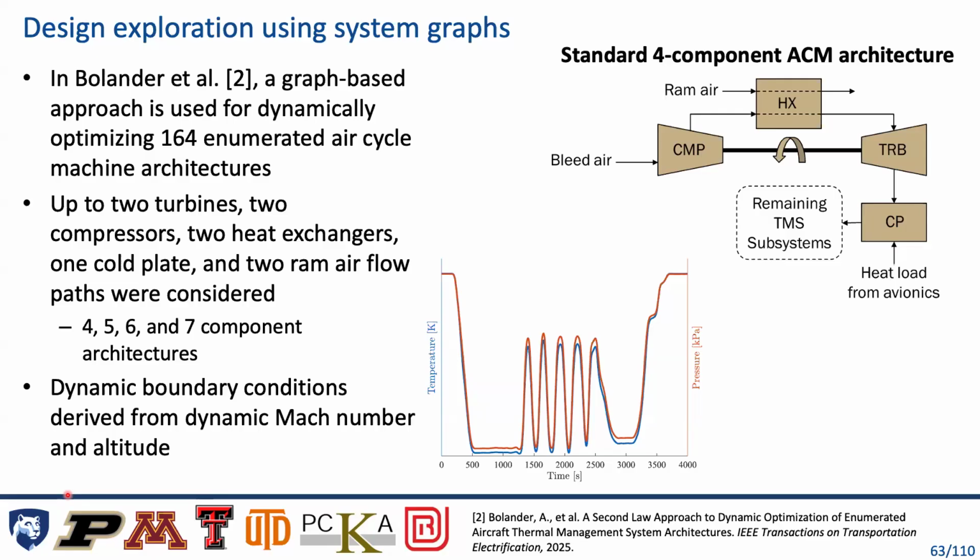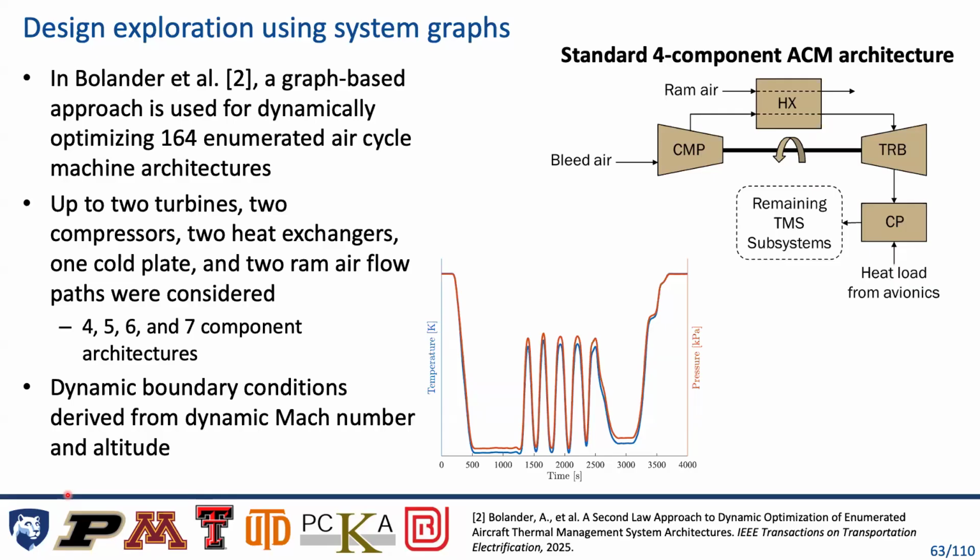Some work that we did was to consider an air cycle machine. So going back to those craft examples, this is a single phase thermodynamic example. This is a standard 4-component air cycle machine architecture. But what we did was say, well, what if we had multiple turbines, multiple compressors, heat exchangers, ram air flow paths?